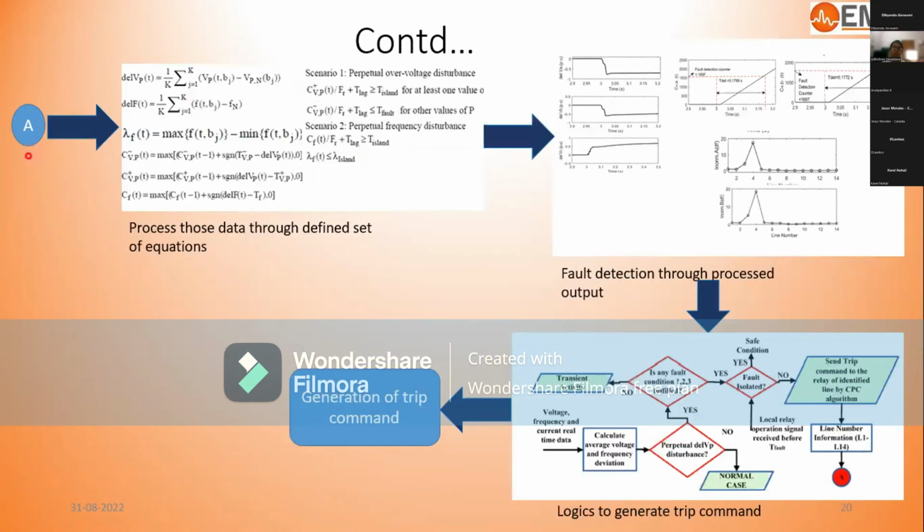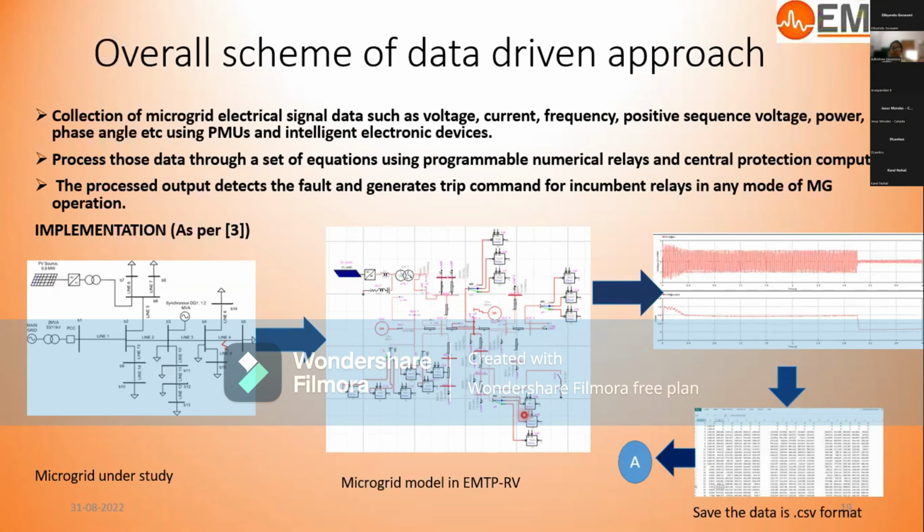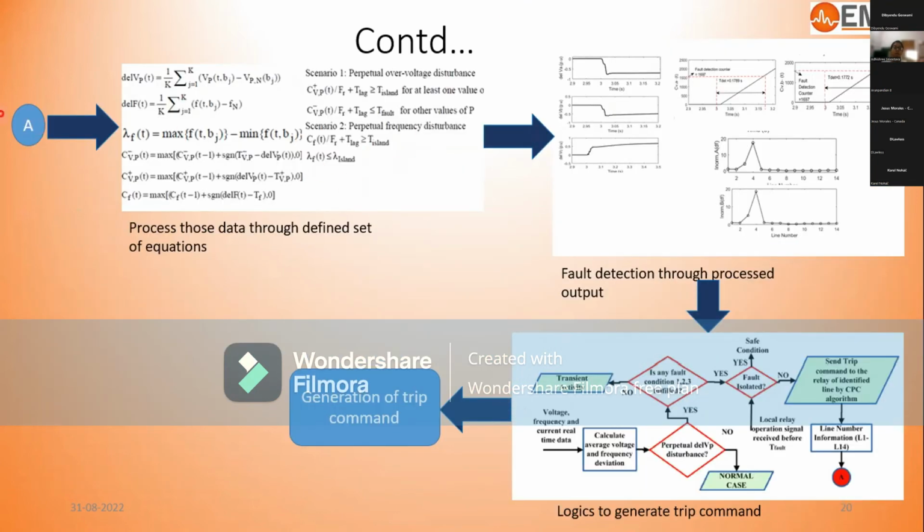So here we have the voltage data, and not only voltage, frequency and whatever things we require, but from the model we will get the measurements of voltages and currents. Further, we can utilize them to get other quantities. Once we get that data in CSV format, we can apply the equations which I have defined, like del VP can be calculated, FT can be calculated, the counters can be calculated, and we can get these results.